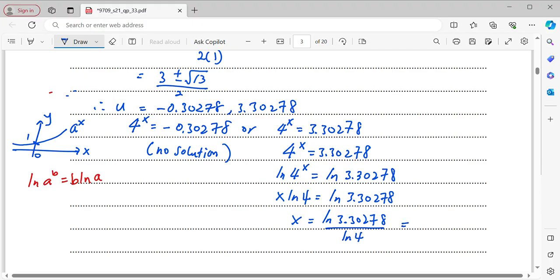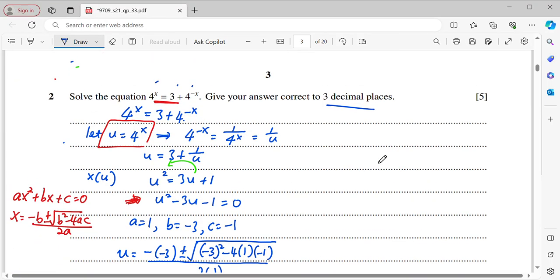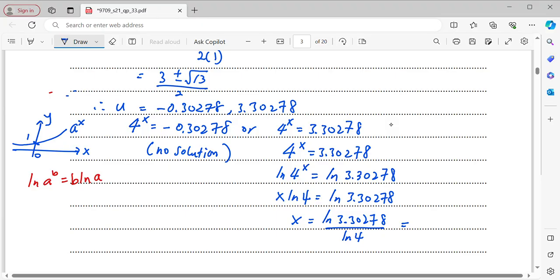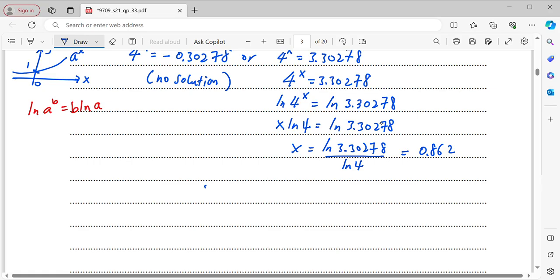Okay, and now we need to give our answer correct to 3 decimal places. That means you will be getting 0.862. So that's the solution of this question.